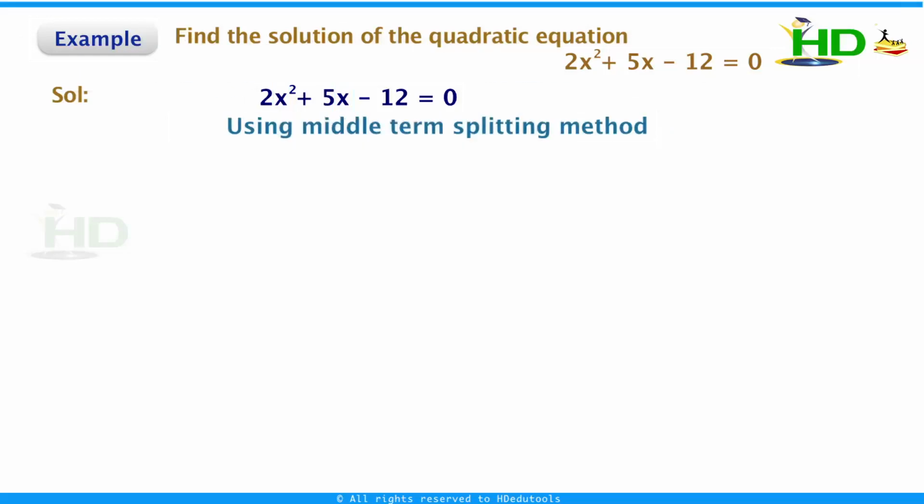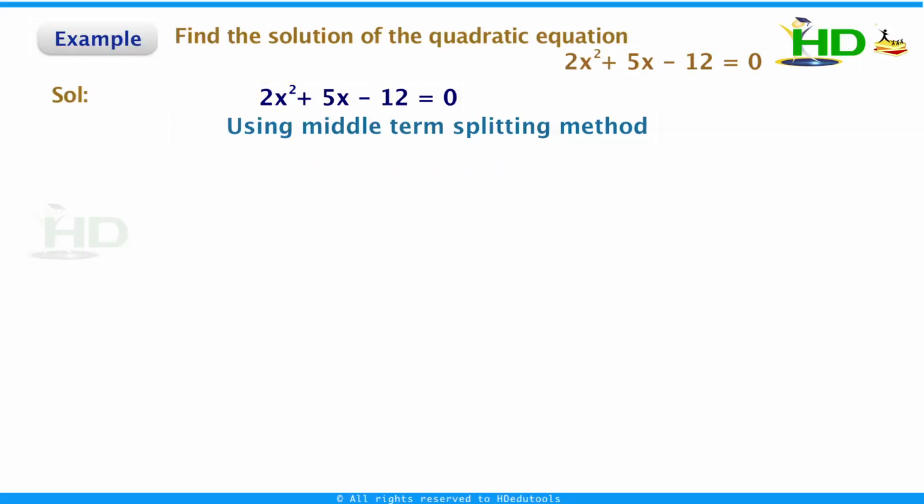First we use the middle term splitting method. The middle term is 5x, and we have to split 5x into two terms whose sum is 5x. Now this can be written as 2x square plus 8x minus 3x minus 12 is equal to 0. And you remember, while splitting, the sum of these two terms should be equal to the middle term, and the product of these two terms is equal to the product of the first and last terms.